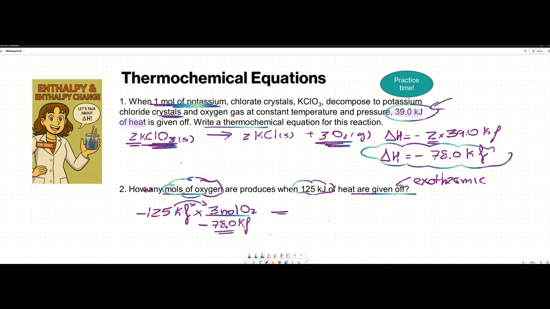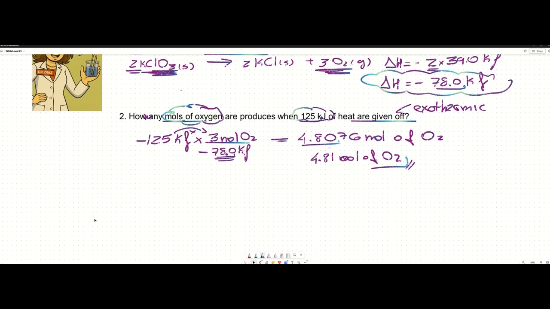So I'm going to have 4.0876 moles of oxygen. Here, 3 significant figures, so we're going to have 4.81 moles of oxygen. Good? Not hard, right? So let's go to another problem.